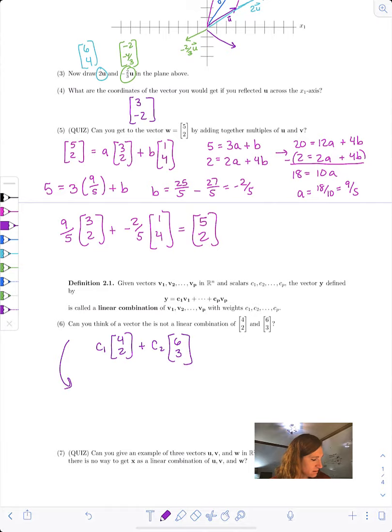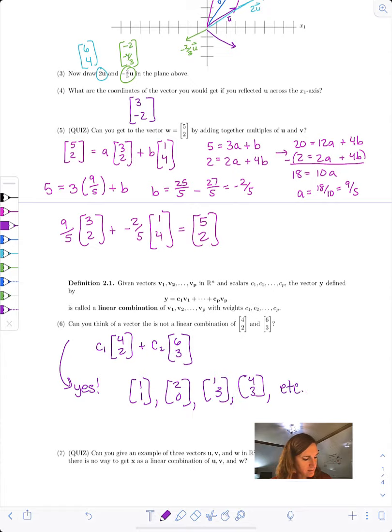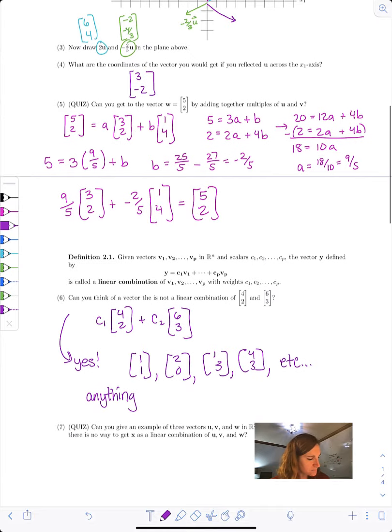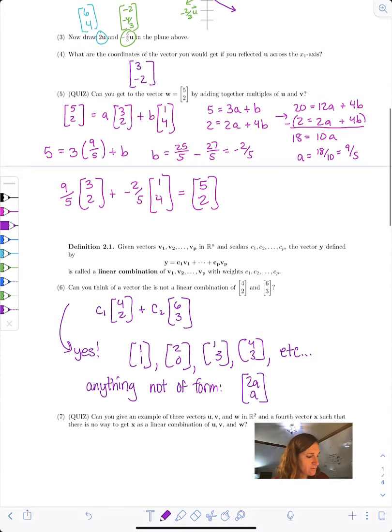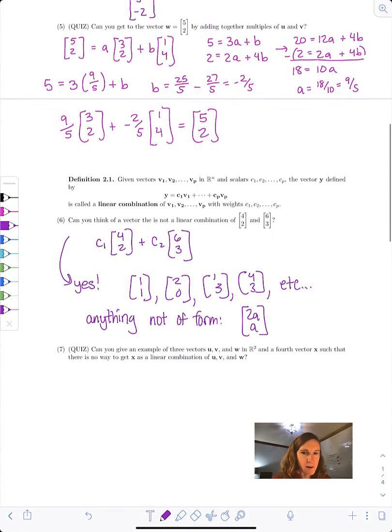So in fact, anything that doesn't satisfy that, 1, 1, for example, or 2, 0, 1, 3, 4, 3, etc. Basically anything that doesn't have twice the top on, let me write this in a nice way. Anything not of the form number on bottom and then twice that number on top. And if you play around with equations, you'll kind of see why.